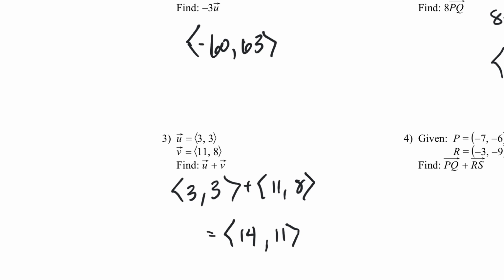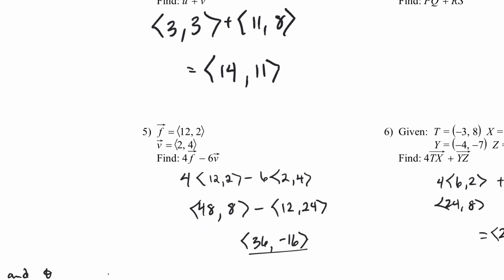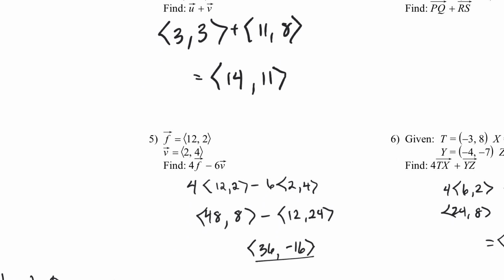If I had some scale factors involved, like number 5 or 6, then we would set that up exactly as before, but I've got to do a little bit of distribution first. Remember, order of operations still holds true here. We're going to multiply first before we do the subtraction. So we multiply through each piece. So 4 times this vector gives me 48, 8. And then 6 times this vector is going to give me 12 and 24.